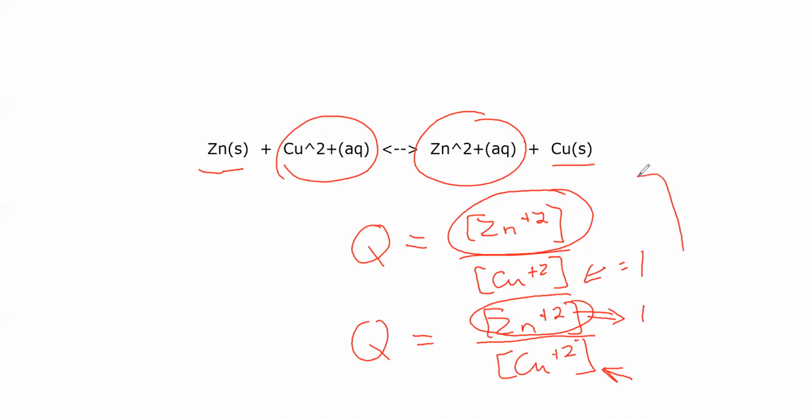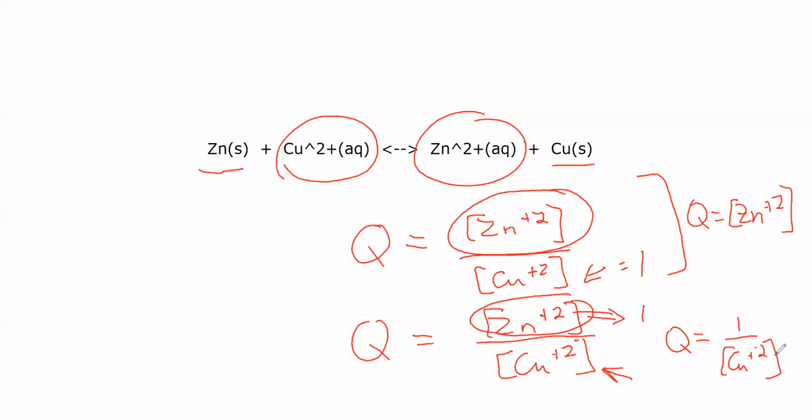So in part 1, you found that Q just equaled your concentration of the zinc 2 plus. But in part 2, you're going to find that Q equals 1 over your concentrations of the copper 2 plus. So that will change how you think about your calculations in that section.